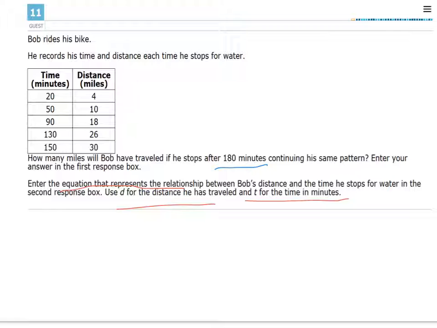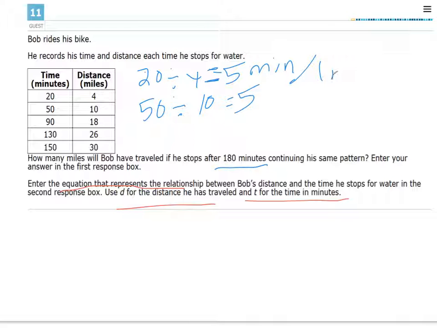Now what we notice is that we could figure out the unit rate. So if I take 20 minutes divided by 4, it would be 5 minutes for every 1 mile. And just to double check, I can do that again: 50 minutes divided by 10 miles would also be 5 minutes per every mile. So this just simply means 5 minutes for 1 mile.